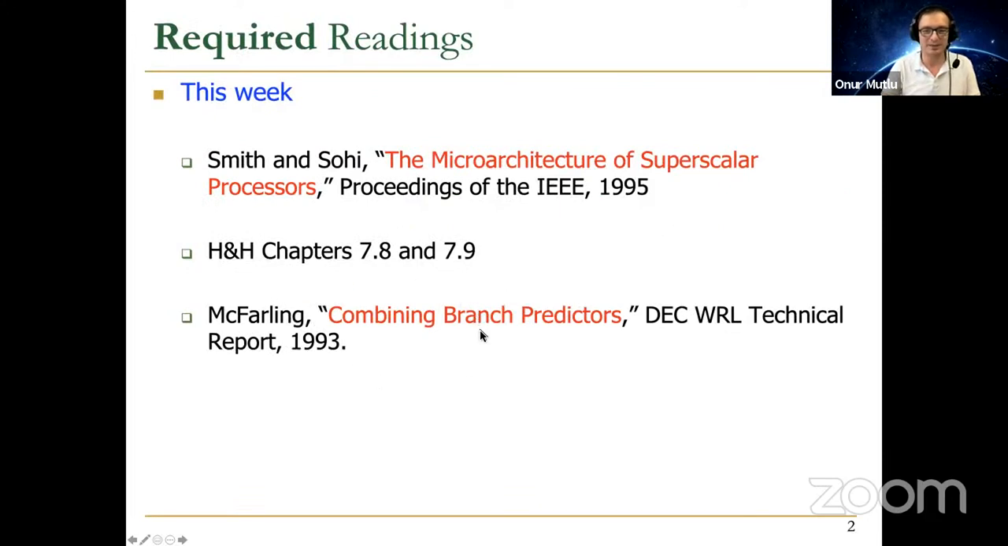For this, I would recommend reading the Combining Branch Predictors technical report, which has been quite influential in the field. And it's a very nicely written report describing some branch predictors that we're going to talk about. But this topic is also covered in the microarchitecture of superscalar processors reading that you're doing.